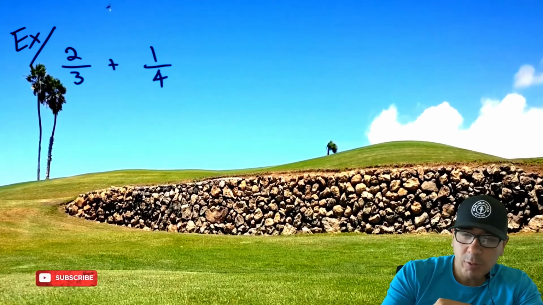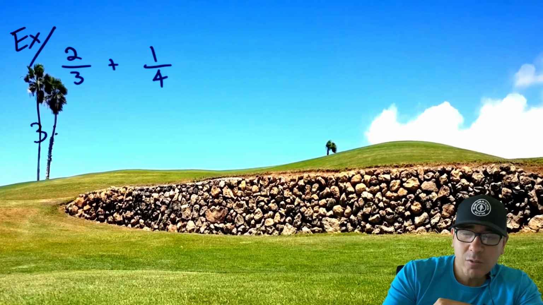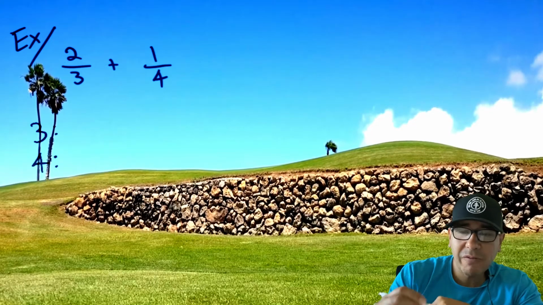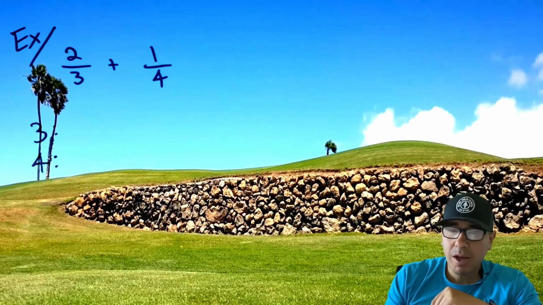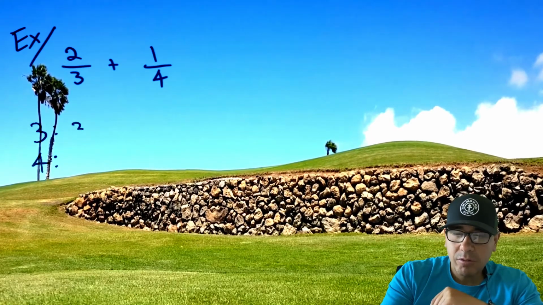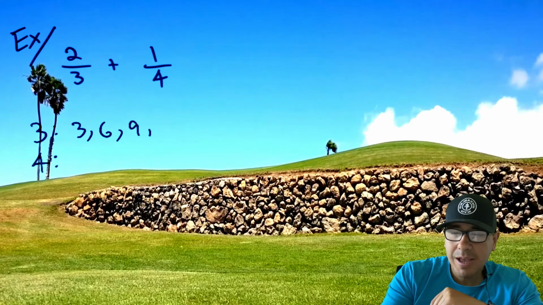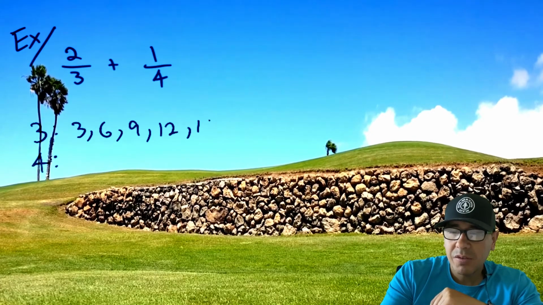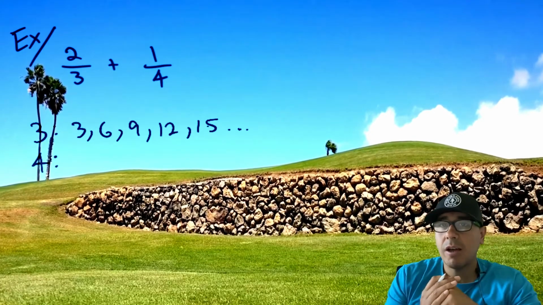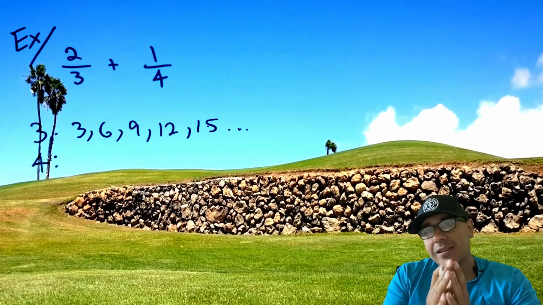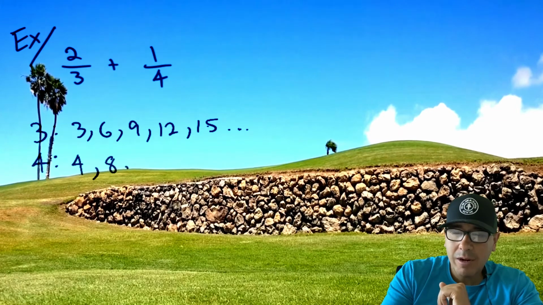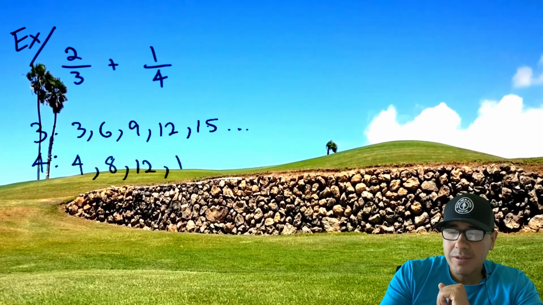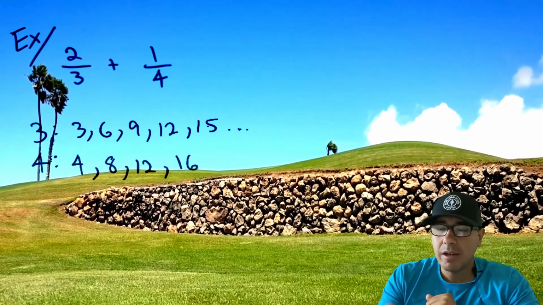So here we go. What you're going to do is write all the multiples of 3 and 4. Don't worry about the numbers on top. Focus on the numbers in the bottom, the denominators. So I do 3, 6, 9, 12, 15, and you could go on and on. Go ahead and list a few, and then list a few of the multiples of 4: 8, 12, 16, and you could go on and on, right?